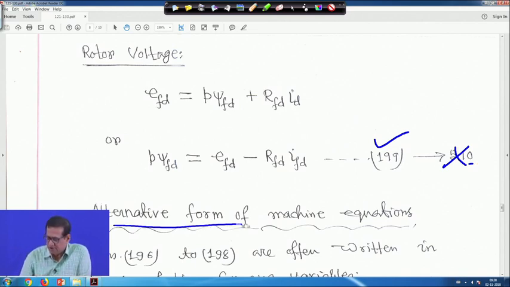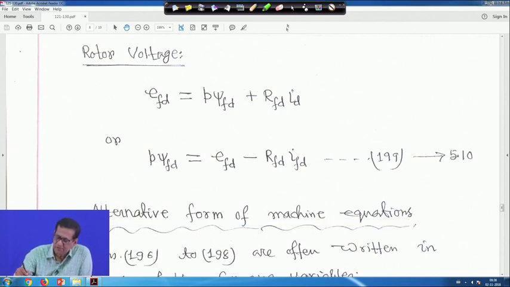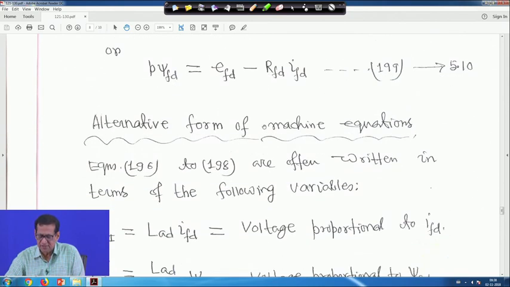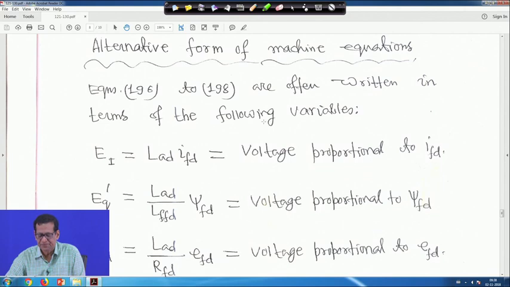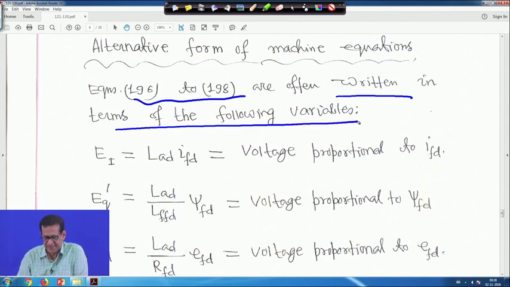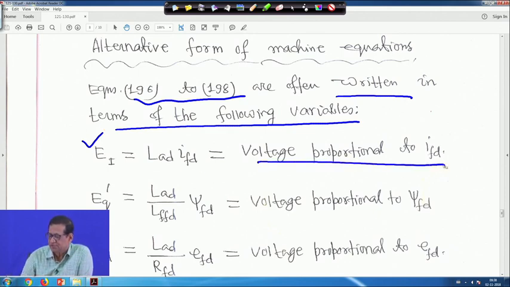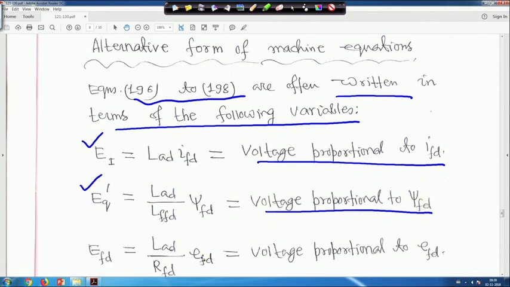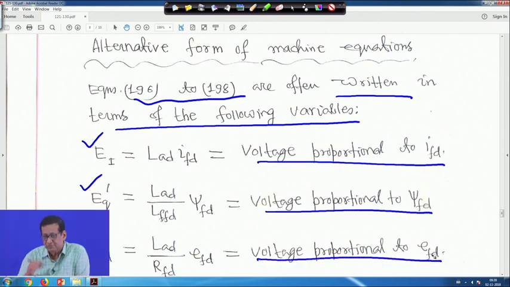Next we will make an alternative form of the machine equations, because we have to build the block diagram that we have started, and it will slowly grow later, you will see. Now equations 196 to 198 are often written in terms of the following variables. We define a variable E I, with suffix capital I, equal to L A D I F D, that is voltage proportional to I F D. Another term, capital E Q dash, is equal to L A D upon L F F D psi F D, that is voltage proportional to psi F D. Another term, capital E F D, is L A D upon R F D into E F D, that is voltage proportional to E F D. Because we have to simplify the whole mathematical derivation, we represent it like this.